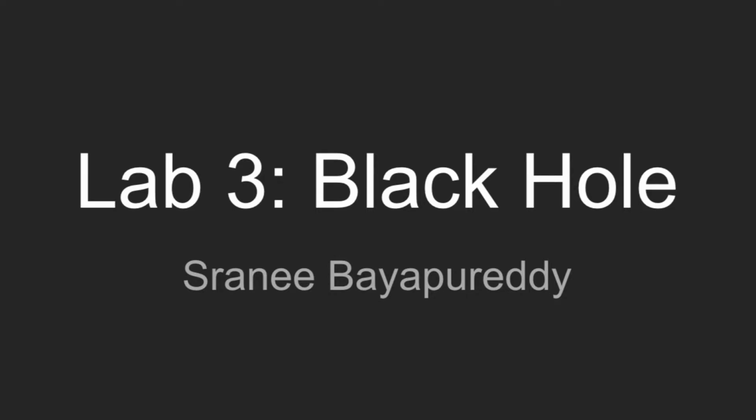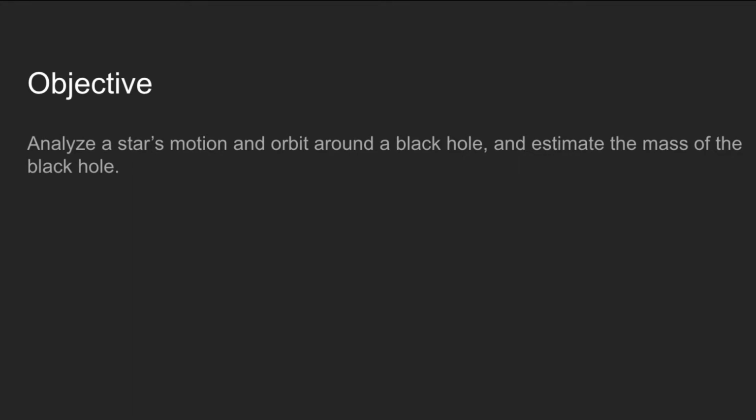The goal of this lab is to analyze the motion and orbit of a star around a black hole and estimate the mass of that black hole. In the previous labs, we used known forces and physics principles to predict the motion of an object, but in this lab, we will work backwards and use the object's motion and physics principles to find the forces acting on the object and find its mass.